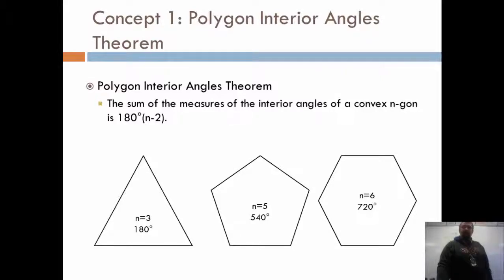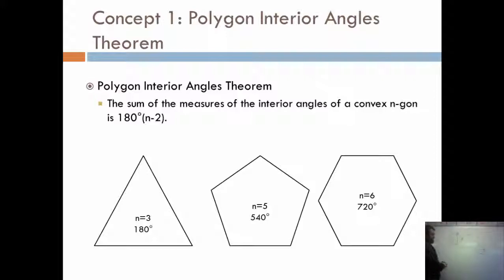N equals 5, the pentagon. Well, 5 minus 2 is 3. 3 times 180 is 540. So all the measures of the interior angles of a pentagon have to add up to be 540. And last but not least, the hexagon over there, n equals 6. 6 minus 2 is 4. 4 times 180 is 720. That's how I know the measures of the interior angles of each of those polygons.